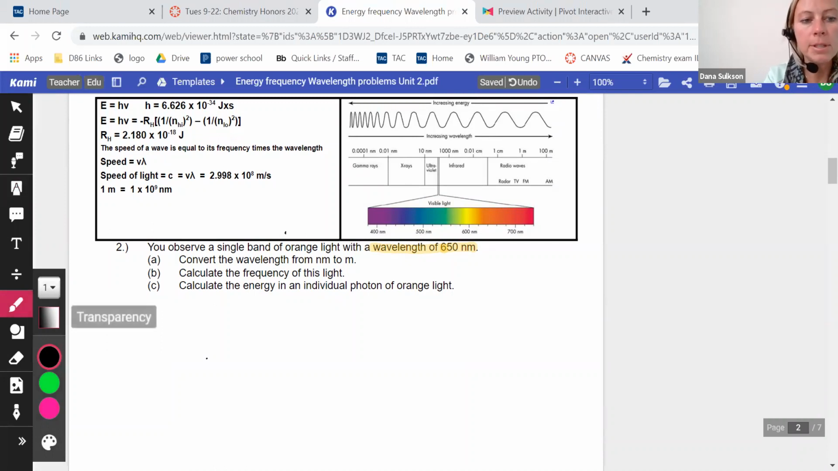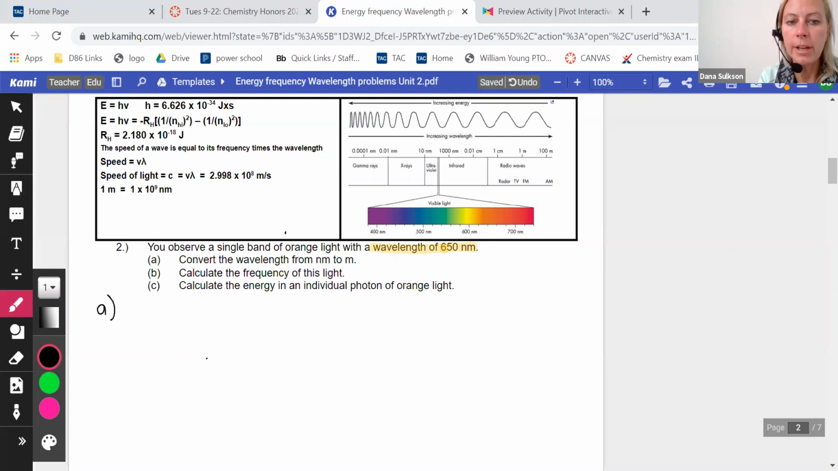I purposely gave these questions in order so that one would consecutively help you with the next and so forth. So let's look at number 2. You know the information. It's an orange light. Ultimately, I want to know how much energy that orange light is being emitted. Like how much energy is it giving off value-wise? So now you're calculating it. In order to do so, though, we have a couple of steps.